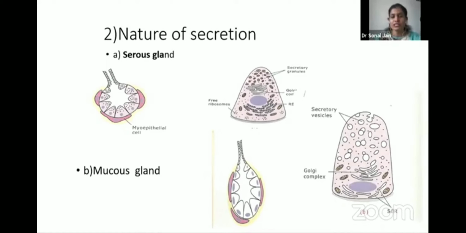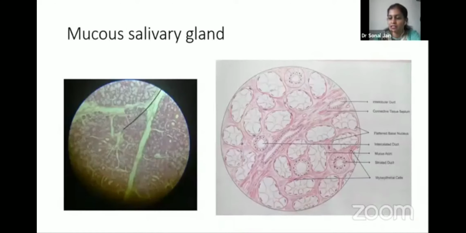So the mucous salivary gland, this one, is mainly in the sublingual gland. Though the sublingual gland is a mixed gland, predominantly we can see mucus gland. As we can see, the nucleus is at the periphery, and these are lightly stained structures because of the mucus droplets. There is an intercalated duct also. They drain into the striated duct, and then the excretory duct.